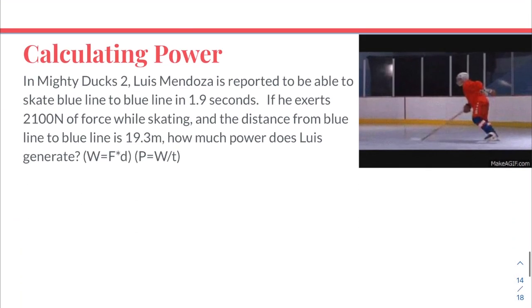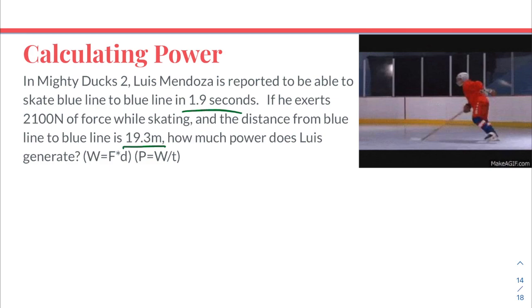The last one that we're going to do is about Mighty Ducks. In Mighty Ducks 2, Luis Mendoza is reported to be able to skate blue line to blue line in 1.9 seconds. That's a time. If he exerts 2,100 newtons of force while skating, and the distance from blue line to blue line is 19.3 meters, how much power does he generate?